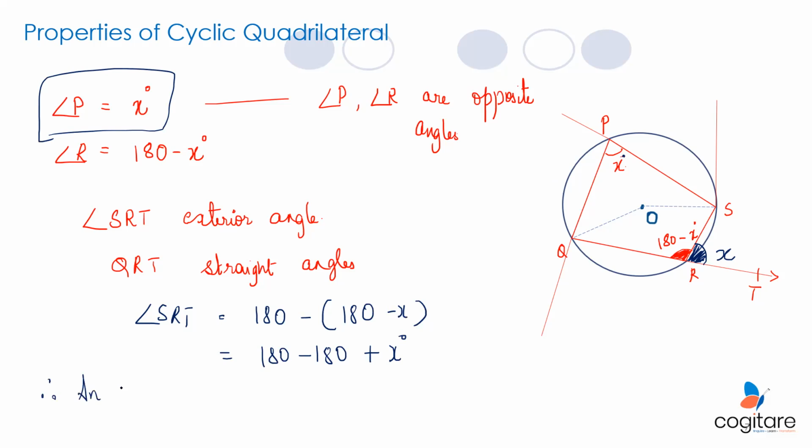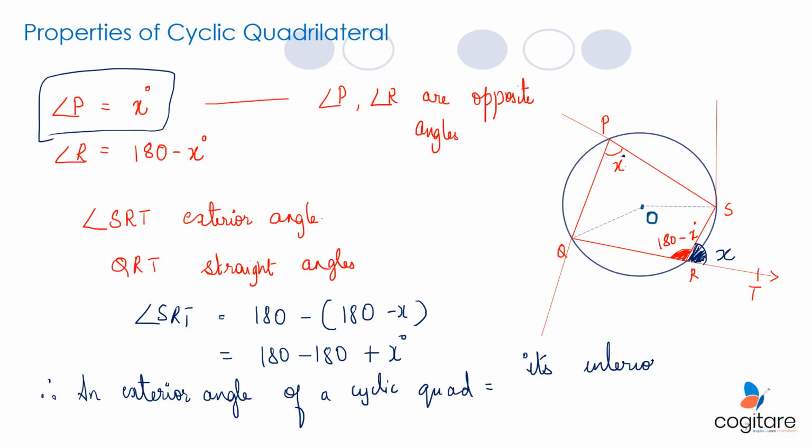Therefore, we can say that an exterior angle of a cyclic quadrilateral is equal to its interior opposite angle. You just have to be careful in picking that angle which is opposite to this exterior angle. Or another way to look at it is pick the adjacent angle and whichever is opposite to that, it's going to be equal to the measure of that angle, its interior opposite angle. So we've looked at two important properties: opposite angles of the cyclic quadrilateral are supplementary, and the exterior angle of a cyclic quadrilateral is equal to its interior opposite angle.